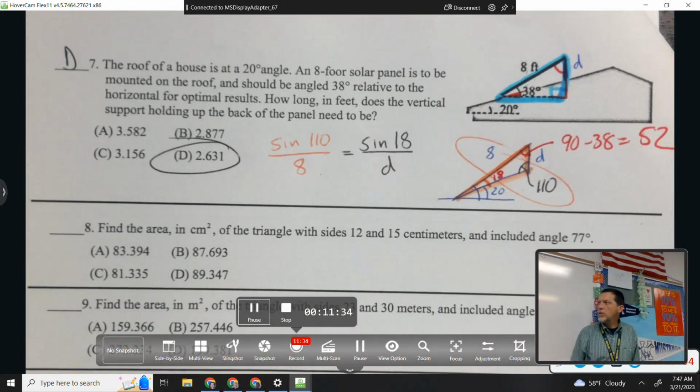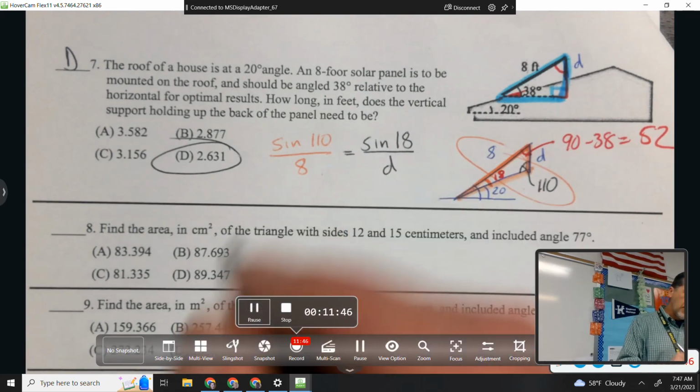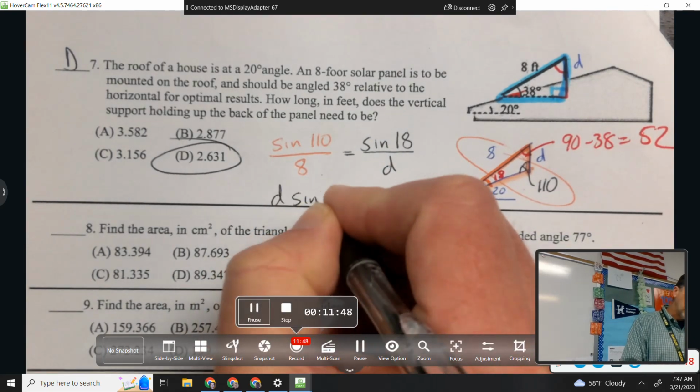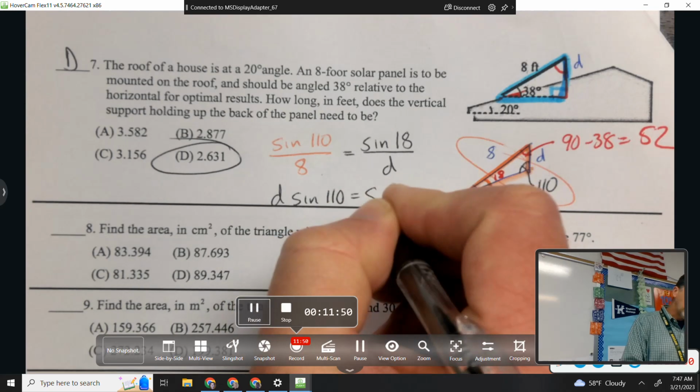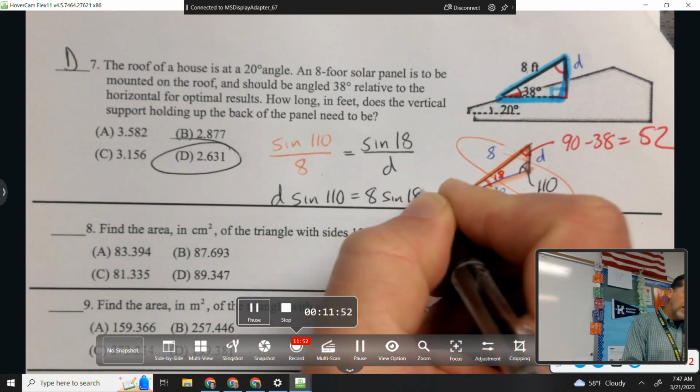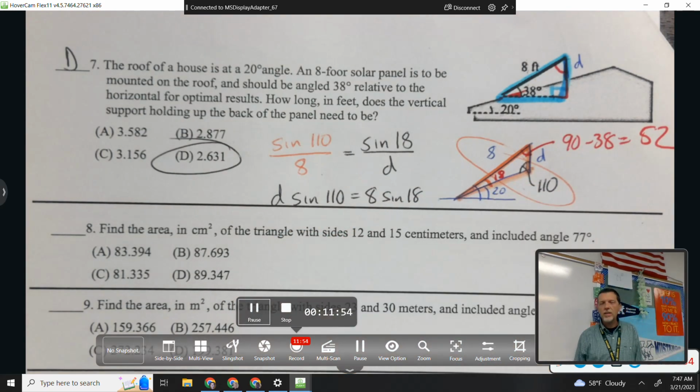Some of you aren't going to show that much work. I do need to see that much work. I do need to see your setup so I know that you know it's law of sines and you got it set up right. If you jump to the calculator from there, that's fine because you know that it's D sine 110 equals 8 sine 18 and then divide both sides. I'm not worried about that, but I do want to see the setup.